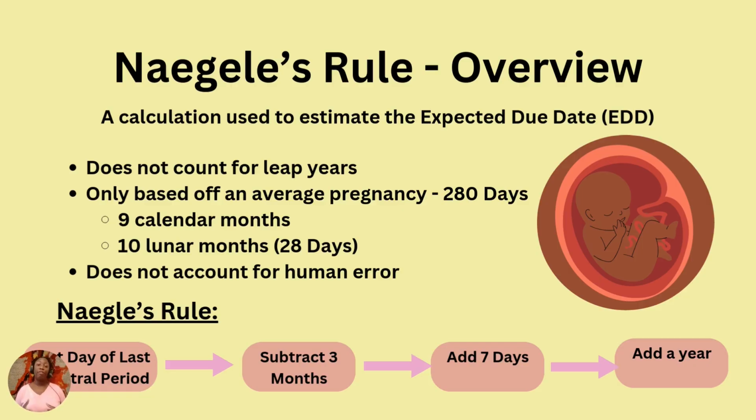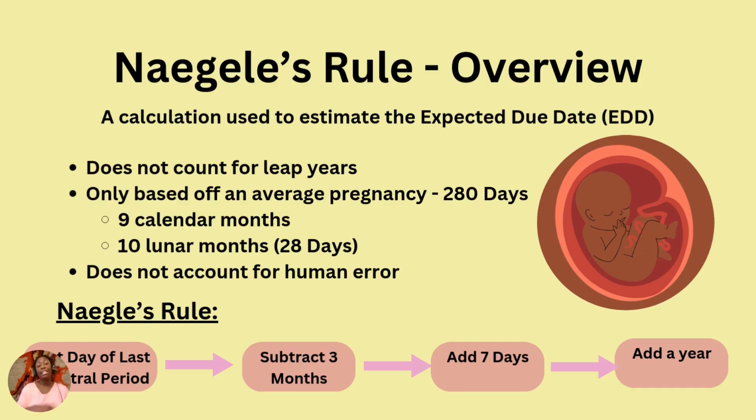For one thing, Naegele's rule does not take leap years into account. We know leap years happen once every 4 years. Naegele's rule is also based on the assumption that a woman will have an average length pregnancy. A standard pregnancy that goes to full term is going to be 280 days or 40 weeks. As we know, babies can be born prematurely. Women do not always hit that 40-week mark. And conversely, women can also have a pregnancy that extends beyond those 40 weeks. Naegele's rule doesn't account for those things.